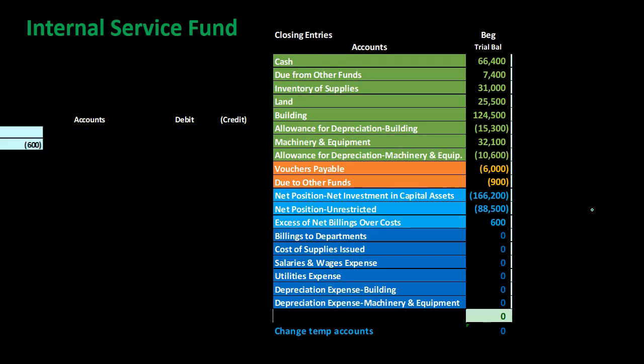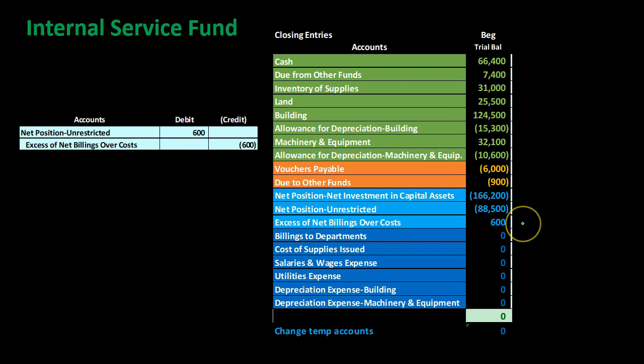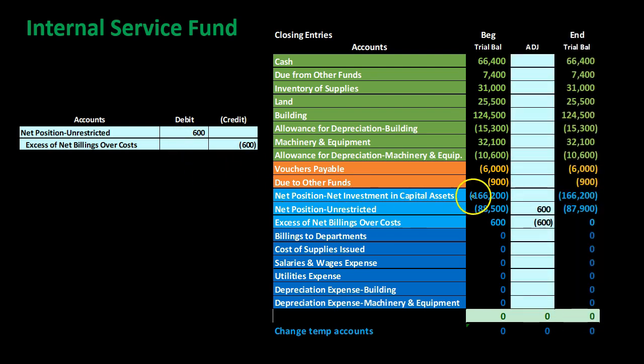Next step then is to take that $600 debit and move it to where we want it to go, which is the net position unrestricted. So here's the debit balance. We're going to credit it in the excess of net billings over costs. We're going to put the other side in net position unrestricted. So we're going to credit this account, making it go to zero. We're going to put it into net position unrestricted. It has a credit balance. We will debit it, making it go down.